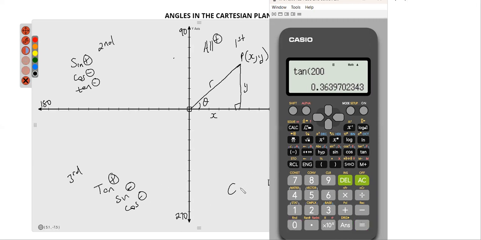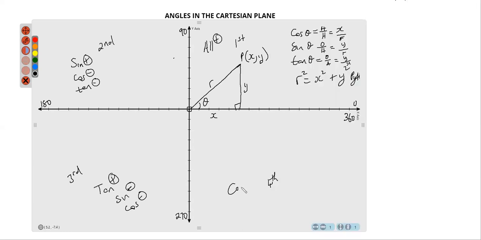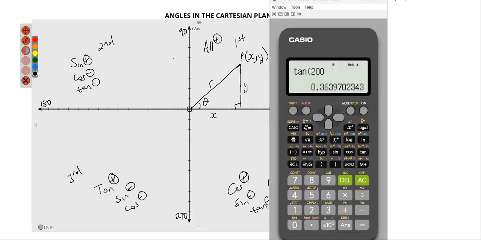What about in the last quadrant, which is the fourth quadrant? We see that cos is the only trig function that is positive. What about sine? Sine is negative. What about tan? Tan is also negative.